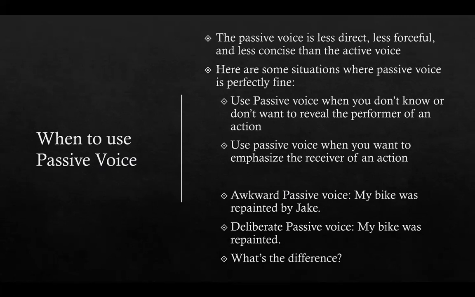If I wrote a murder mystery that said Johnny killed Sally with a knife, yes, it is active voice. But if I wrote something more suspenseful, like Sally was killed. Well, Sally was killed by who? It leads more suspense. Like it reads more suspenseful. So awkward passive voice: my bike was repainted by Jake. Deliberate passive voice: my bike was repainted.